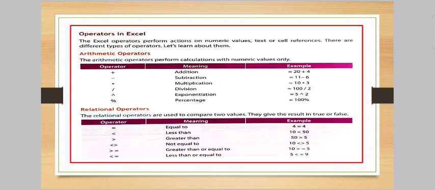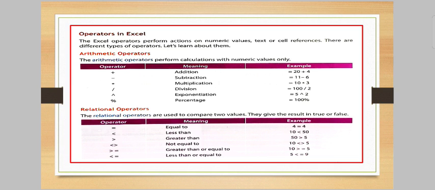In Excel, operators perform action on numeric values, text or cell references. There are different types of operators. Number one is arithmetic operators. We all know what the arithmetic operators are: addition, subtraction, multiplication, division. Next is relation operators. The relation operators are used to compare two values.